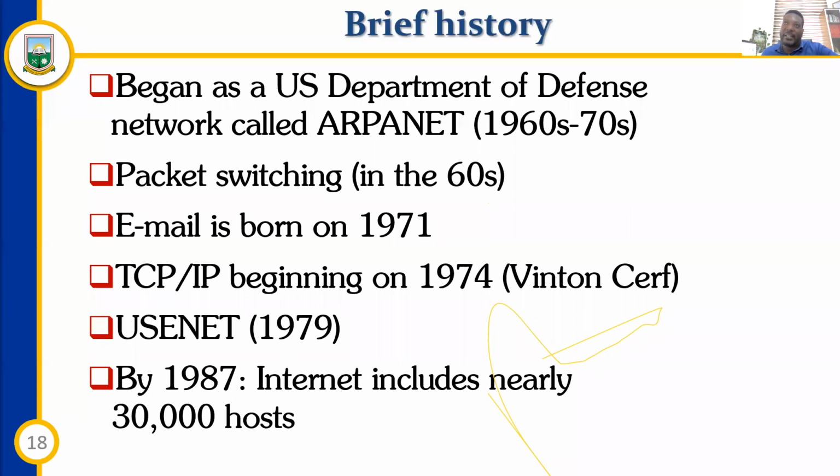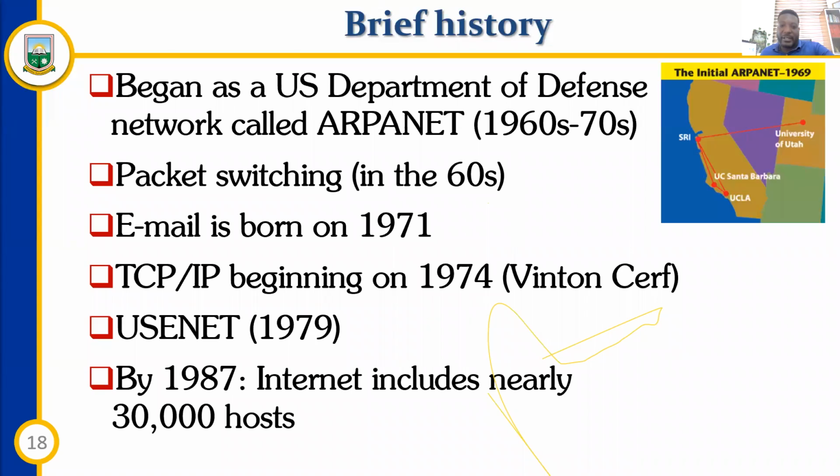By host, I mean any device which is on a network. So for instance, my phone, if it is on a network, it becomes a host. My computer, once it's on a network, it becomes a host. So any device which is on a network is a host. So if you connect your computer onto the UMaT wireless network, your computer is termed a host. All right, so by 1987, we had about 30,000 hosts, which was not that many. Okay, so still on the history.